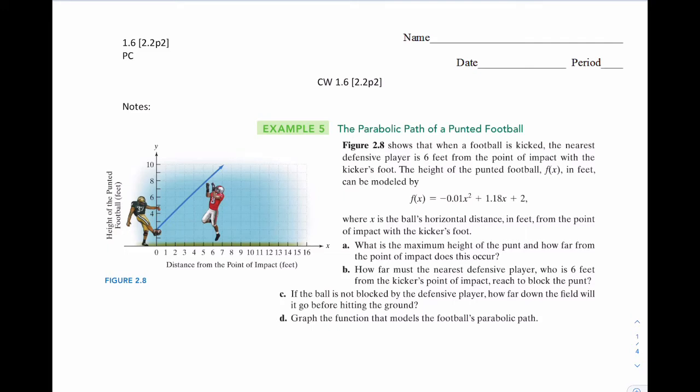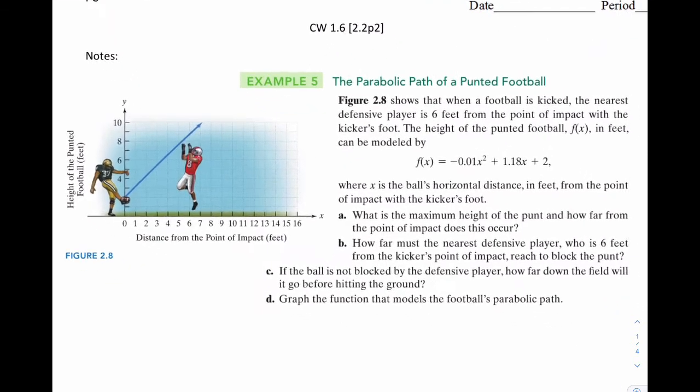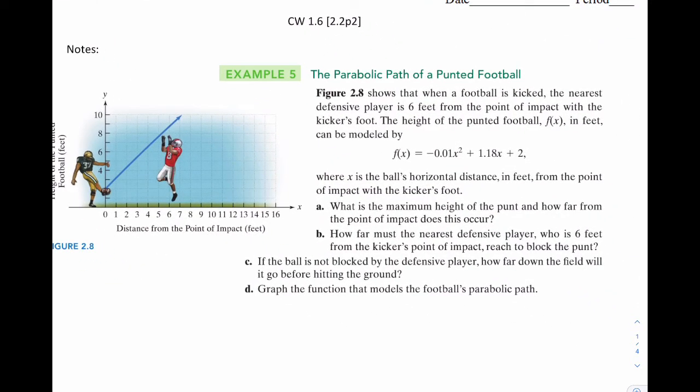Welcome to CW 1.6. Today we're going to continue our study of quadratics and word problems. So right here, it says, here's our figure 2.8, football situation. When a football is kicked, the nearest defensive player is 6 feet from the point of impact with the kicker's foot. The height of the punted ball is modeled here. So you imagine the ball's flight. So it's going to be right here. X is the ball's horizontal distance in feet from the point of impact with the kicker's foot.